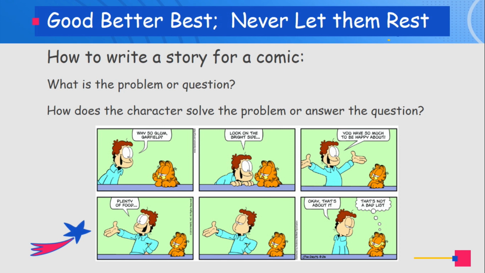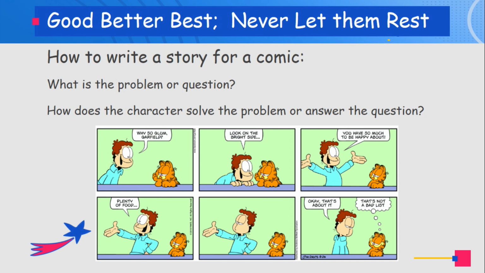Well, John comes in and he says, "Look on the bright side." That means, look at what's happy around us. And then he says, "We have plenty of food." He thinks, "Oh, well, that's it." But that's enough for Garfield. And look at him in the last frame. He's happy because Garfield loves food.